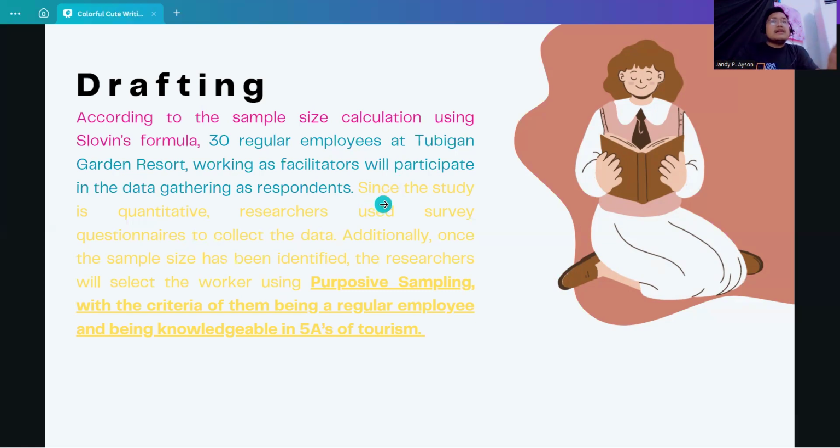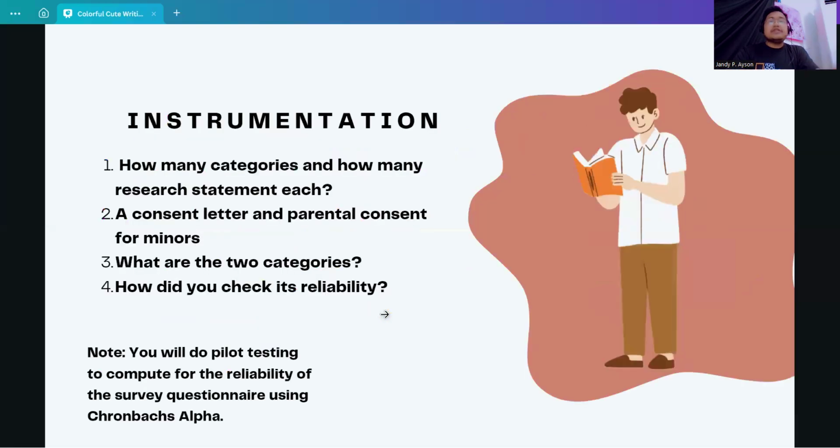And then, eto may konting statement lang na since the study is quantitative research, researchers used survey questionnaires to collect the data. Additionally, once the sample size has been identified, the researchers will select the workers using purposive sampling with the criteria of them being a regular employee and being knowledgeable in the 5 A's of tourism. So ito yung naging criteria nila para mapabilang sila sa magiging respondents. Okay? So yun po yung purposive sampling technique. So yun din yung ating sample and sampling technique.